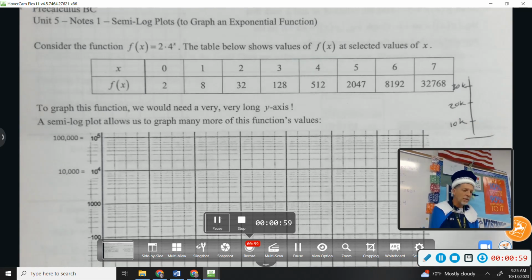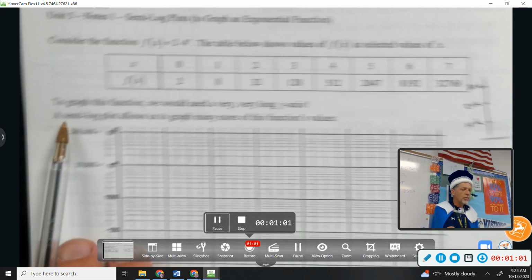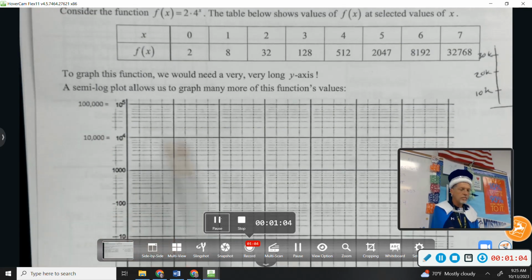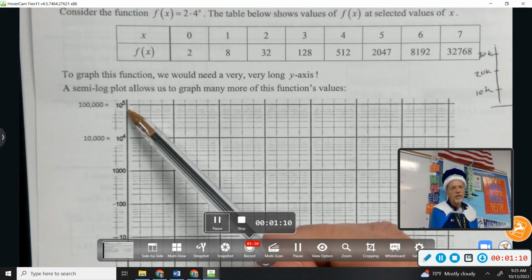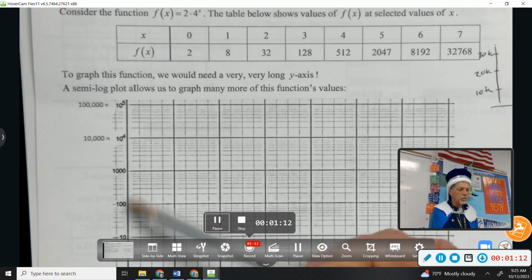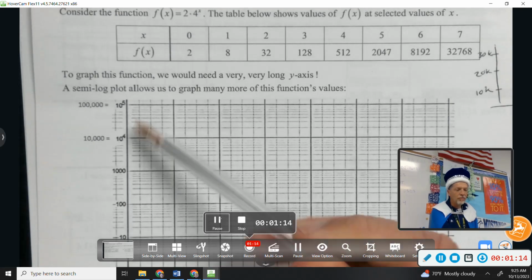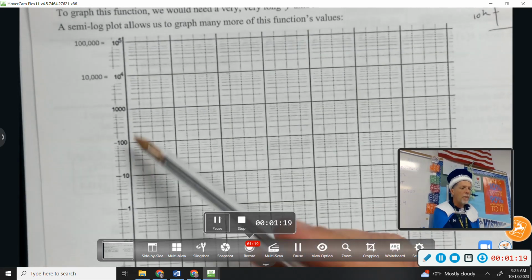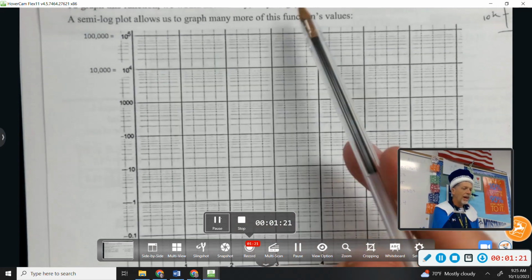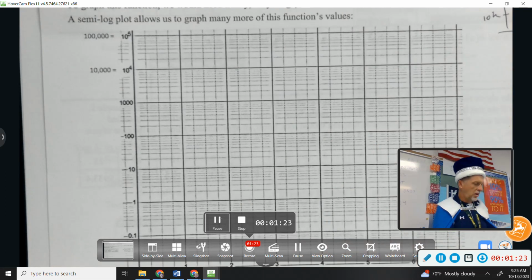So somebody came up with this idea of, let's do a semi-log plot. Basically our y scale goes up by a power of 10 each time, rather than the normal 1, 2, 3, 4, or even 10, 20, 30, 40, or even 10,000, 20,000, 30,000. We're going up by powers of 10. And now let's graph those points and see what happens.